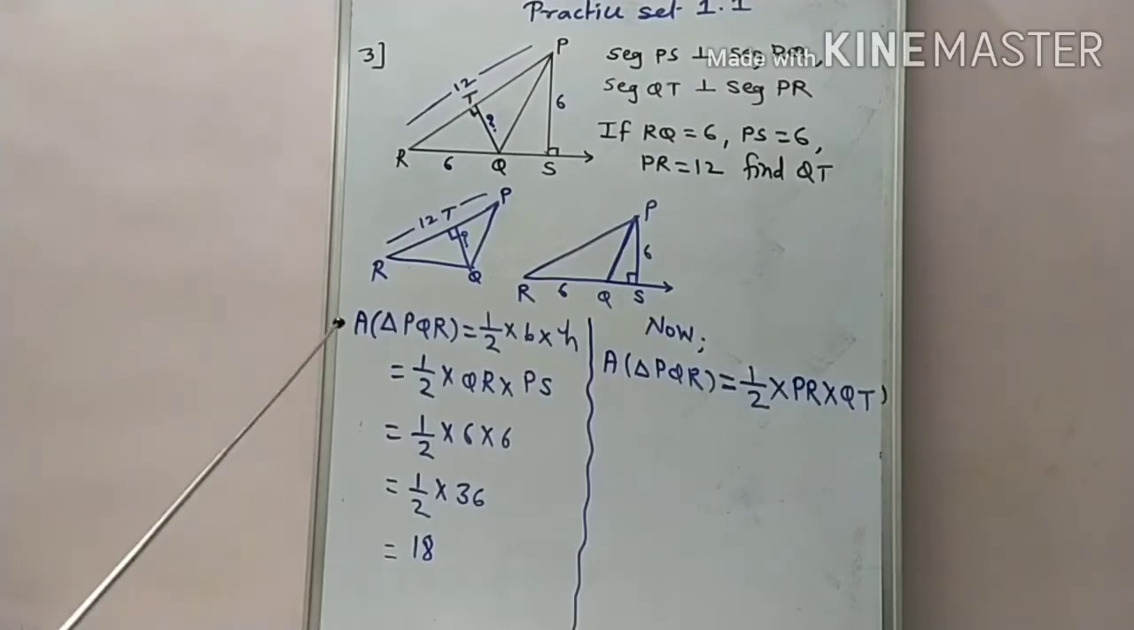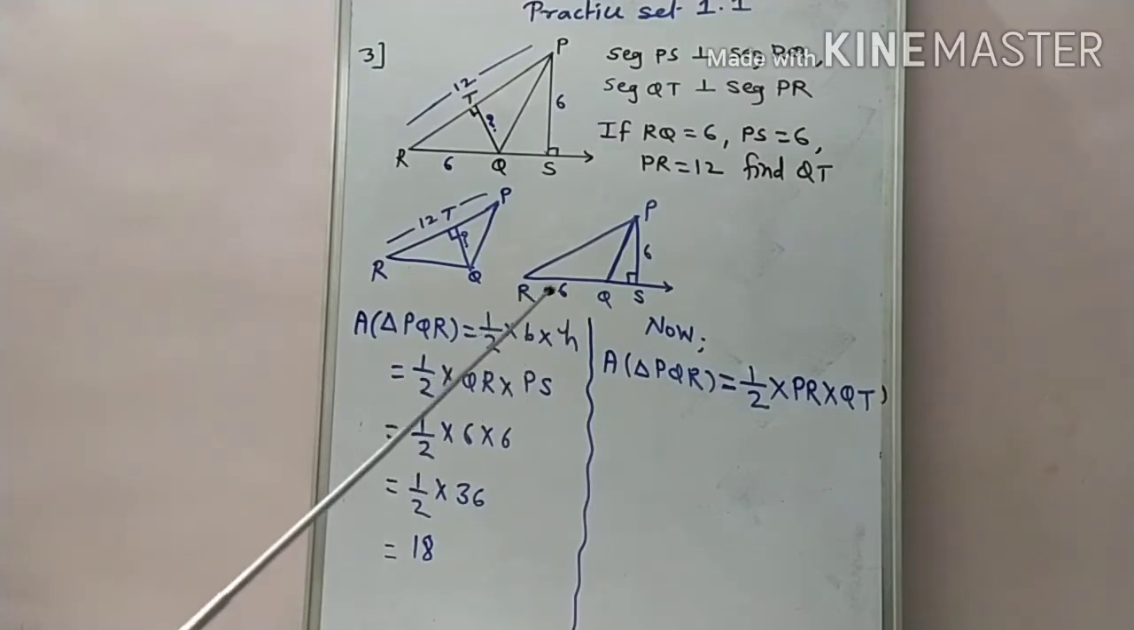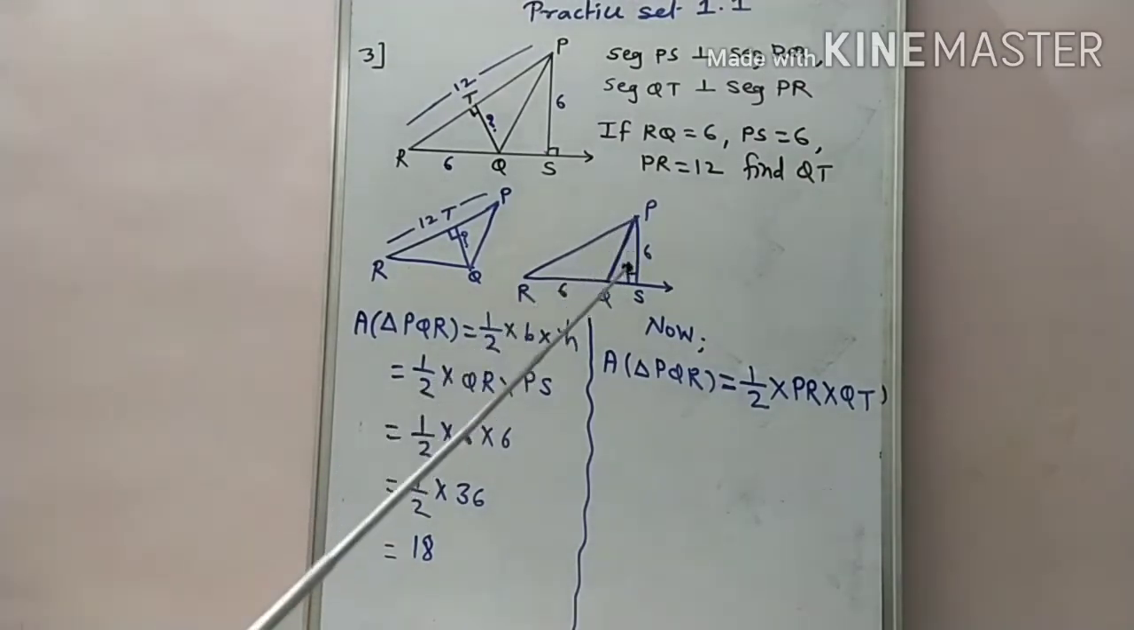So what we do here: the area of triangle PQR using the formula half into B into H, which means half into base into height. Here we find the area of triangle PQR using this figure, where QR is the base and PS is the height. As we substitute those values, half into QR into PS means half into 6 into 6. So 6 sixes are 36, and half of 36 is 18. That means the area of triangle PQR is 18.